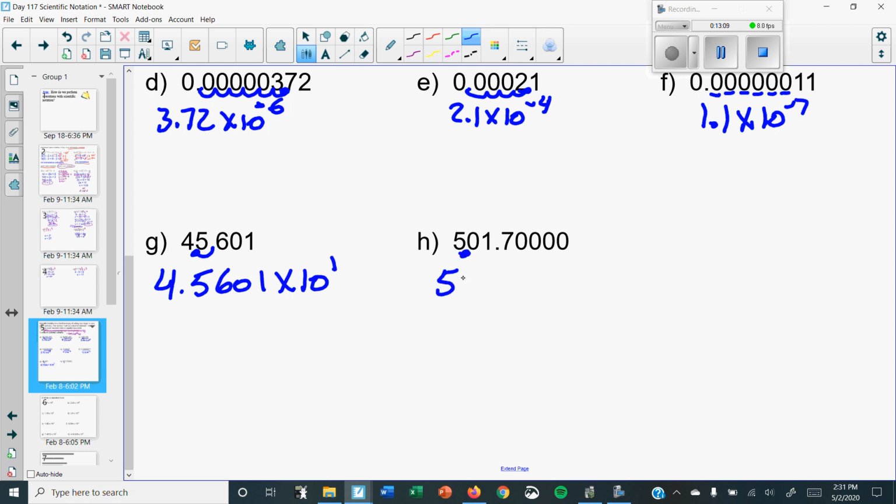There's the new decimal, so it's 5.017, and the rest of the zeros roll off. And here we go. 1, 2. So times 10 squared. Okay? Easy enough? Not so bad.